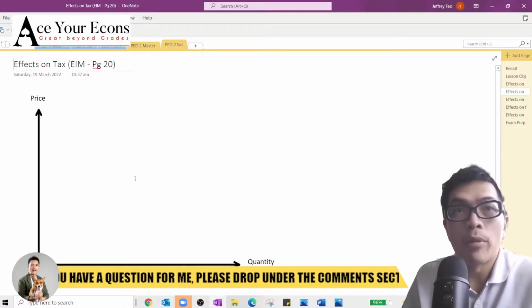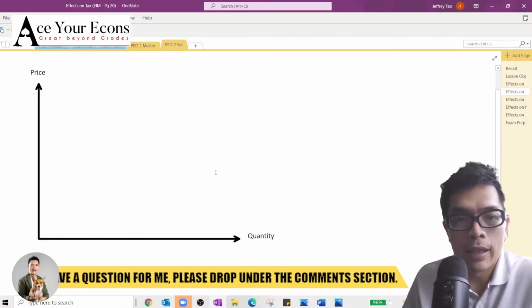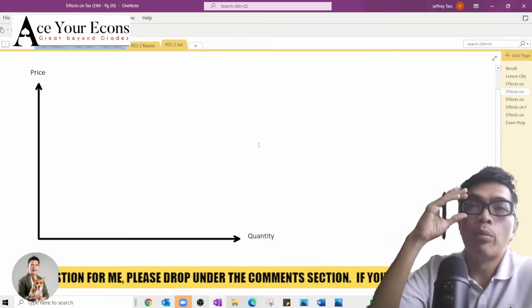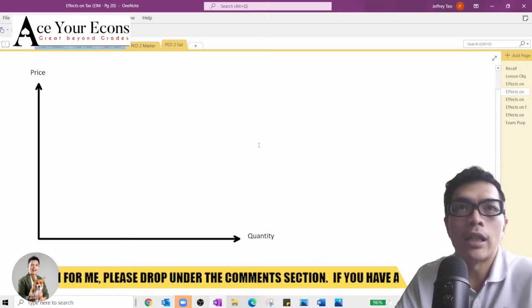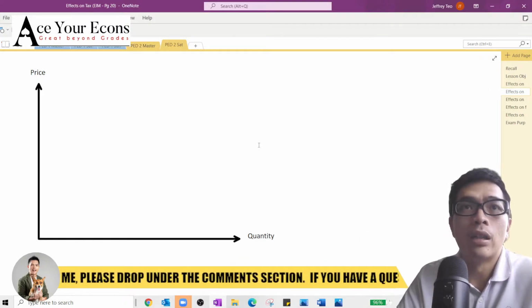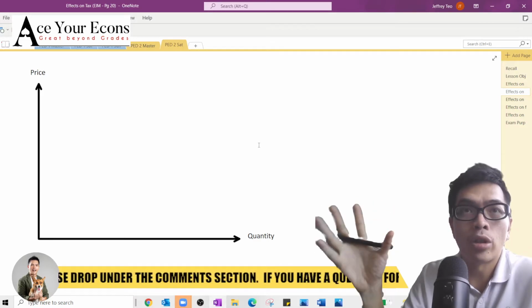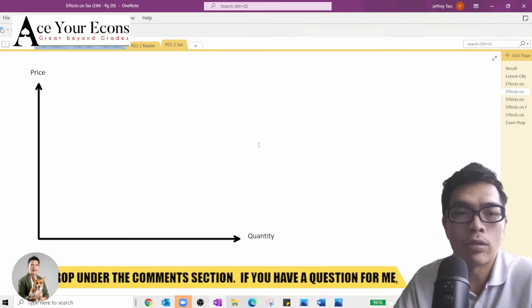So the example that I'm going to show you here is using a demand and supply framework. When we move on to externality, when we cover market failure, this is the actual framework that we'll be adopting. But I'm just going to show you demand and supply, a simplified illustration.